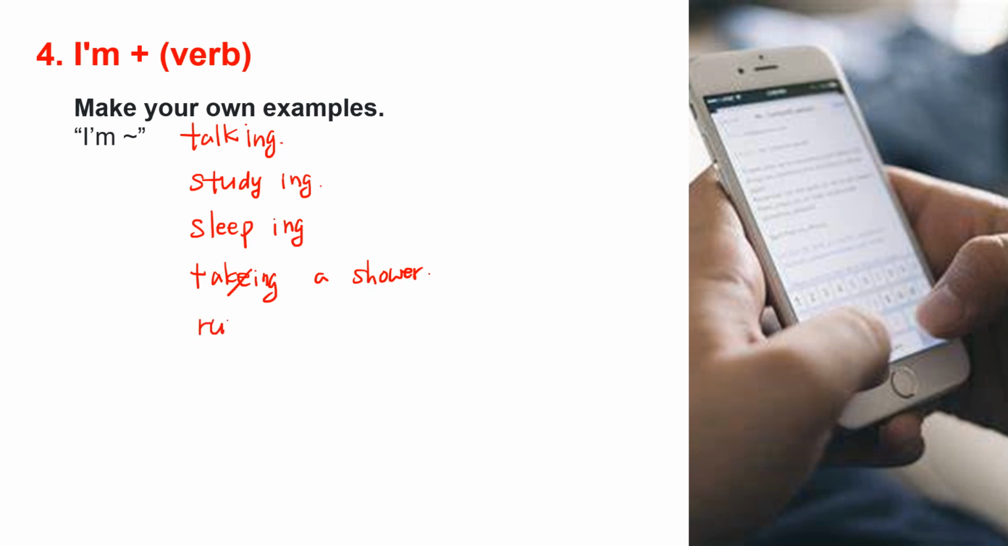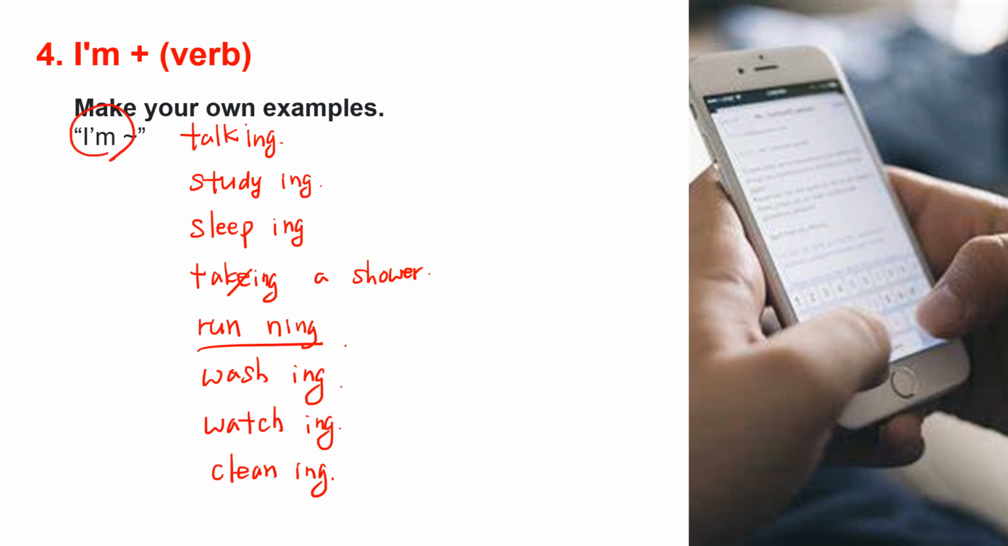I am run. I am running. I am wash. I am washing. I am watch. I am watching. I am clean. I am cleaning. So this one you can say I am, or the I'm contracted form.